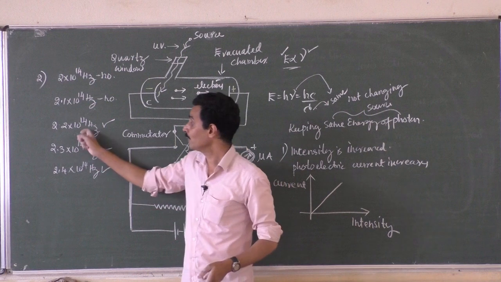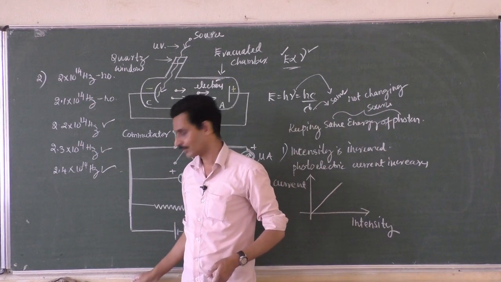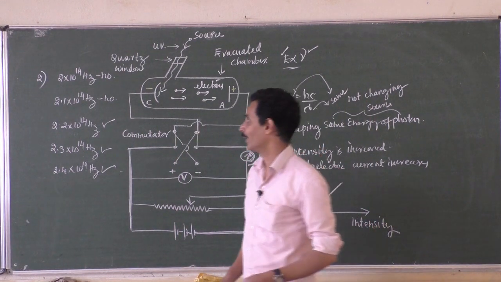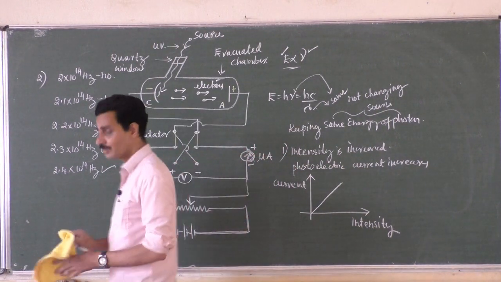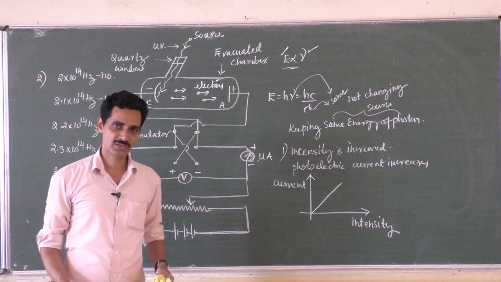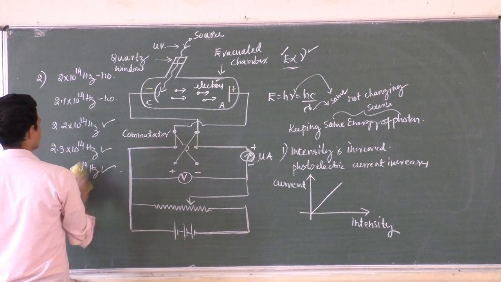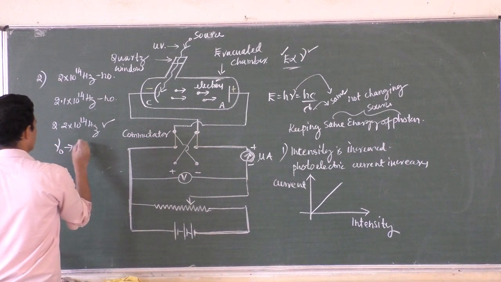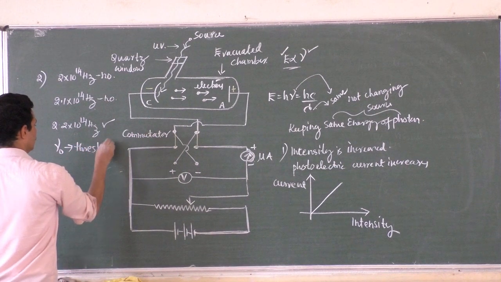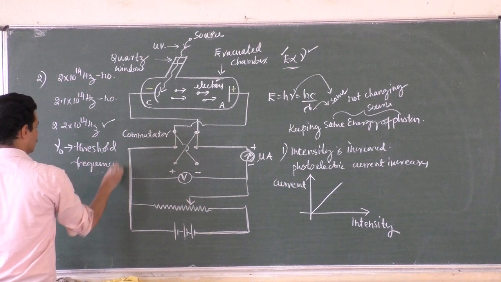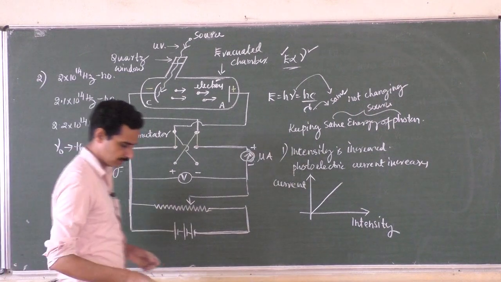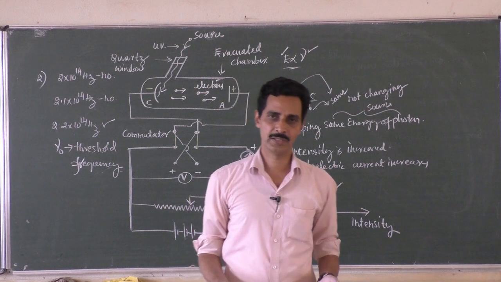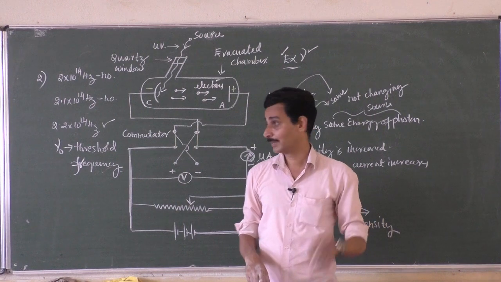So the minimum value of frequency above which photoelectrons are emitted, or the minimum value of frequency which can just remove the photoelectrons, is called threshold frequency. So, above the threshold frequency, photoelectrons are emitted, but below the threshold frequency, photoelectrons are not emitted. So, shall I call this as nu naught? Nu naught is the minimum frequency above which photoelectrons are emitted, and that is called threshold frequency. If you are asked to define what is threshold frequency, the minimum value of incident frequency above which photoelectric emission is possible or photoelectrons are emitted, below which no photoelectrons are emitted, is called threshold frequency.